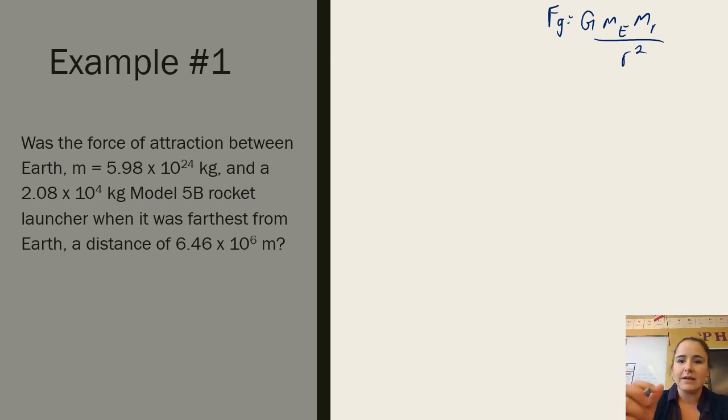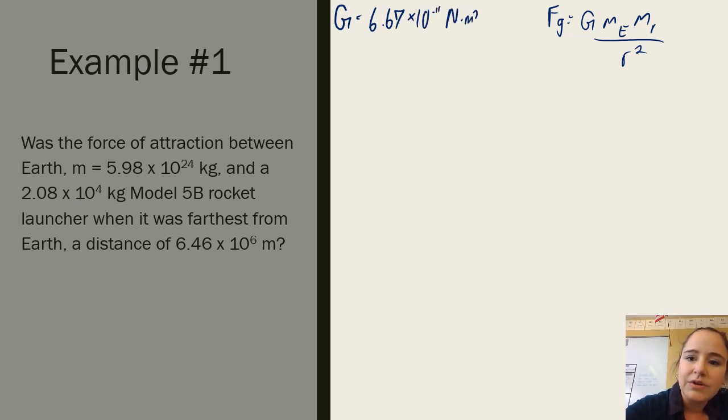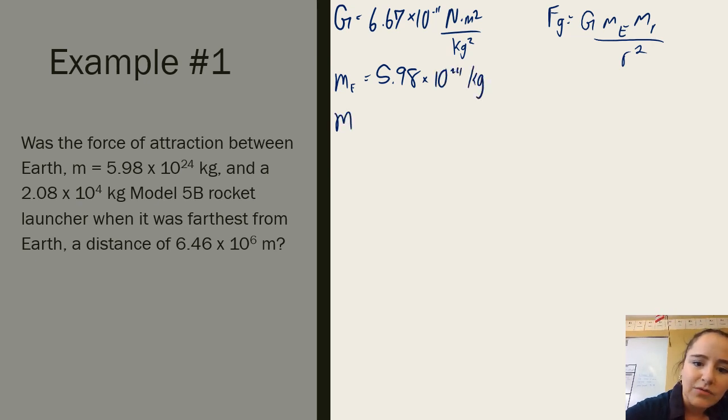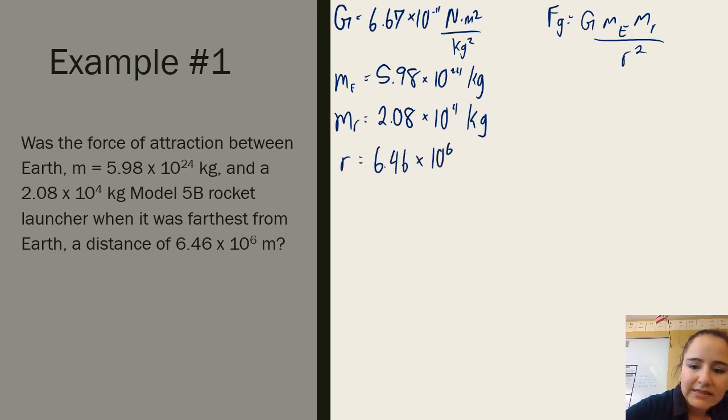Let's go ahead and list out and label our variables. G is 6.67 times 10 to the negative 11 Newton meters squared per kilogram squared. Mass of the Earth is 5.98 times 10 to the 24th kilograms. The mass of the rocket was 2.08 times 10 to the 4th kilograms, and the distance between them is 6.46 times 10 to the 6th meters.